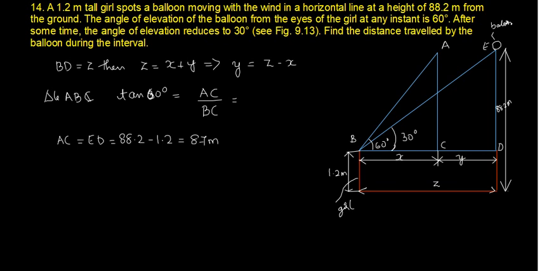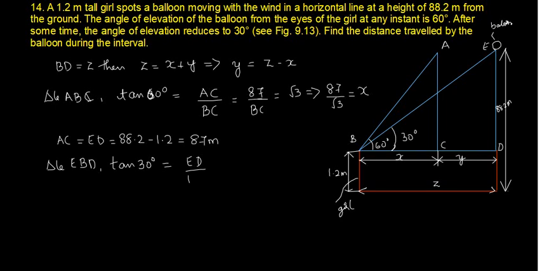So AC is 87 and BC we do not know, and tan 60 degrees is root 3, and we can write BC as X. So that will imply 87 by root 3 is equal to X. And now for triangle EBD, tan 30 degrees in this case is equal to ED divided by BD, which is equal to, ED we have 87, BD is X plus Y, which is equal to 1 by root 3.